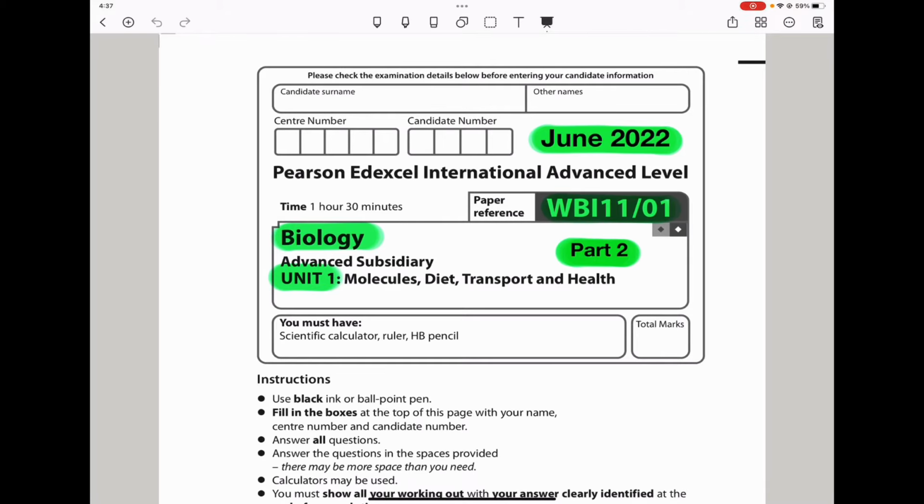Today we are doing the Pearson Edexcel International A Biology Unit 1 for June 2022. This is the Part 2 video. I will put the link to the Part 1 video below the description box. Let's begin with question 5.